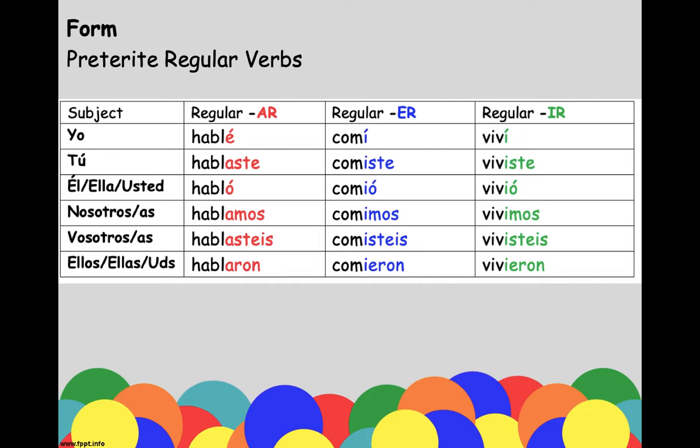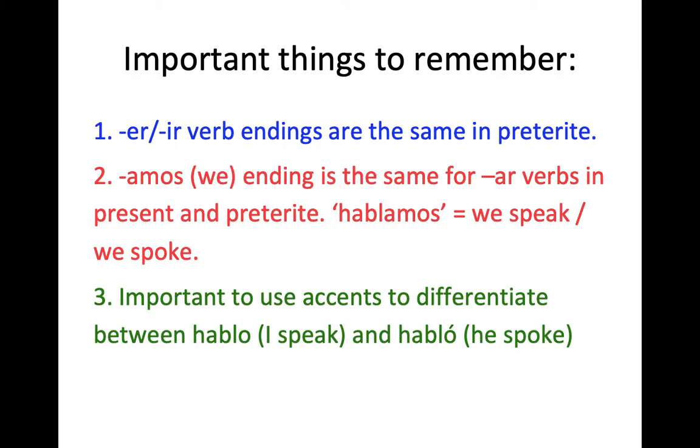So the main things I would say to notice here are the ER and the IR verb pattern in the preterite is exactly the same. So if you've learnt the ER verb endings, you only need to learn those because the IR is the same. And another thing that's really important to notice is to be really careful with the AR verb endings, especially remembering to put your accents on, because that can totally change the meaning of what you're talking about. And I've written this out here as an important thing to remember.